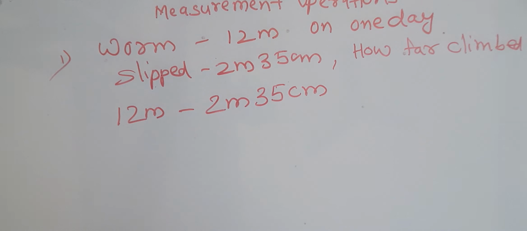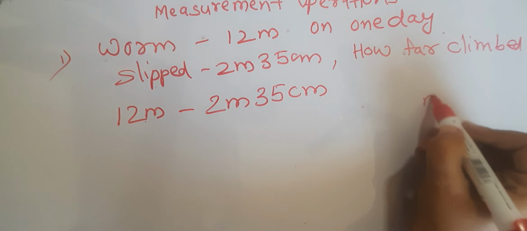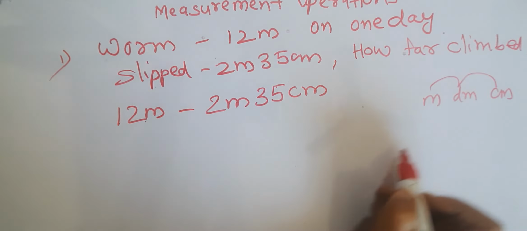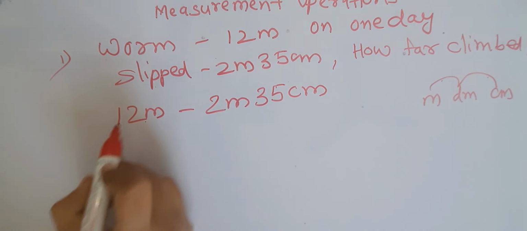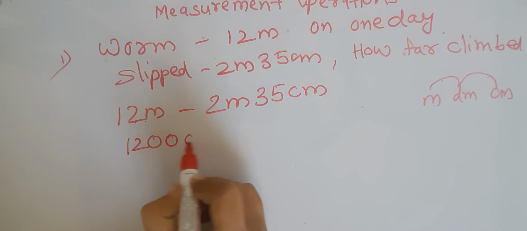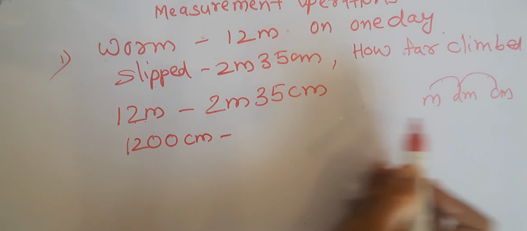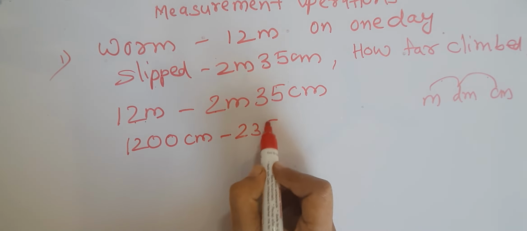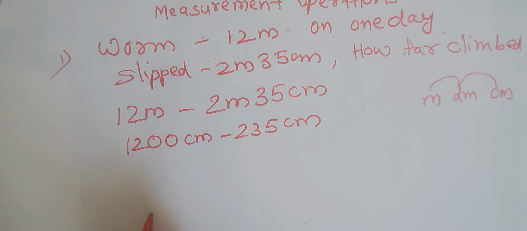Now normal subtraction, as we have seen in our previous videos, is how we do the subtraction. First we'll convert it into a smaller unit. So we'll convert meter into centimeter. Meter to centimeter is multiplication, and we multiply by 100. So 12 multiplied by 100 will be 1200 centimeter. Again 2 multiplied by 100 is 200 centimeter, plus this 35, that is 235 centimeter.